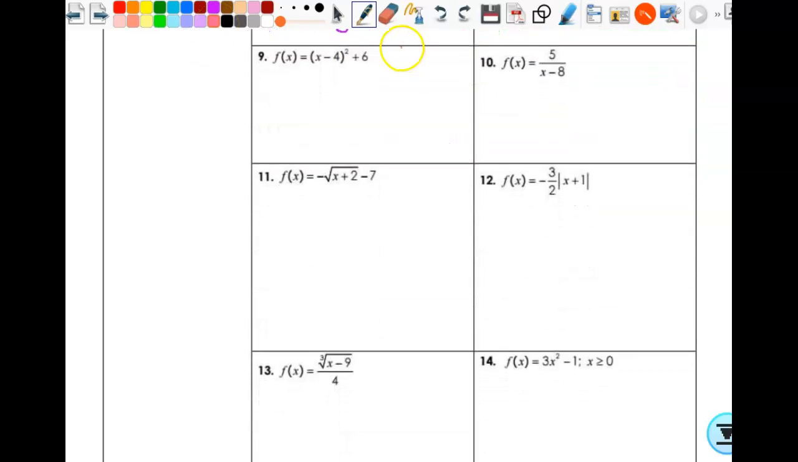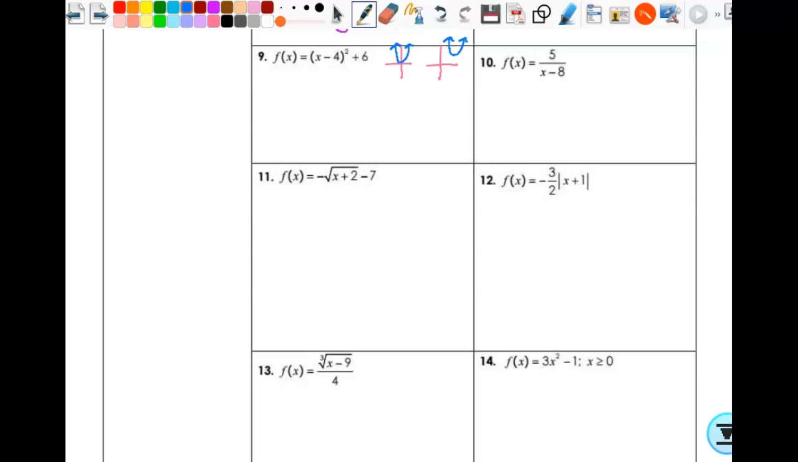Okay, so number 9, this is a quadratic, so it's going to look like this, right? This means I go to the right 4 and up 6. It's actually going to look something like that. Do I even need to start by switching x and y and doing all that? Why not?